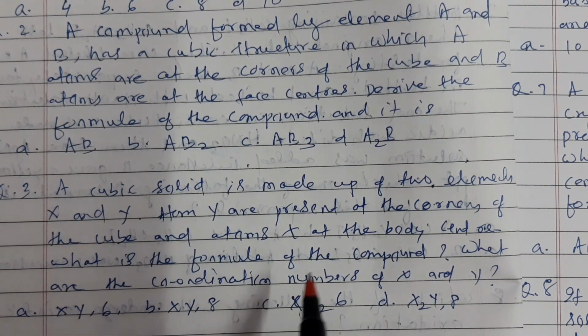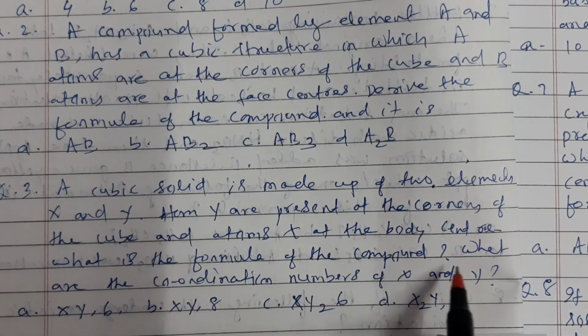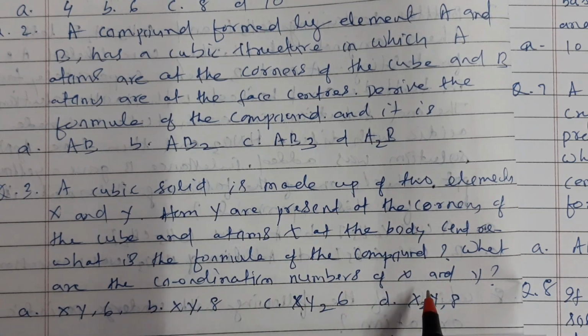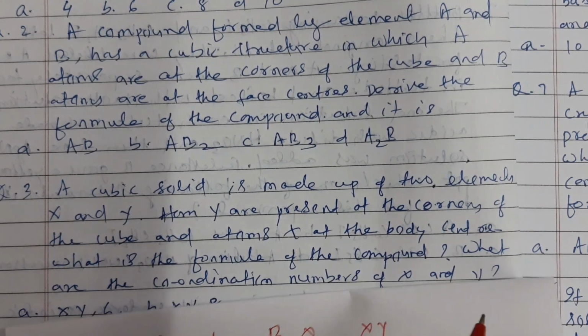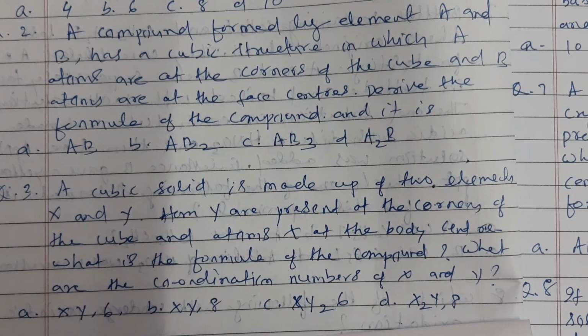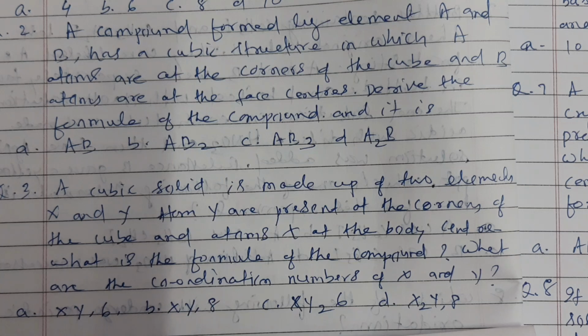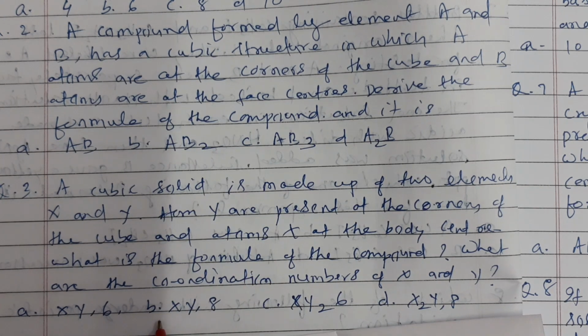What is the question given? What is the formula of the compound, and what are the coordination numbers of X and Y? Again asking, what is the coordination number? XY is the formula. So what is the coordination number? The coordination number is 8. For this cubic structure, the coordination number is 8. So the answer is B: XY formula, and 8 is the coordination number.